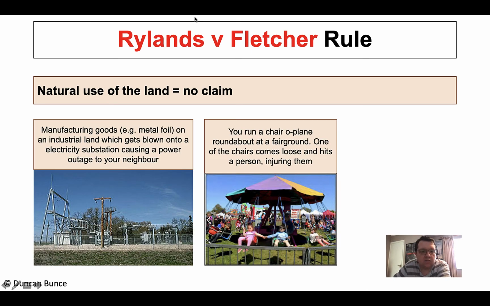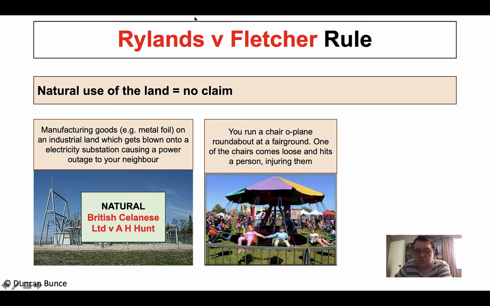And then we have manufacturing goods, so a factory. In this instance, they're manufacturing metal foil on industrial land, and that escapes and gets blown onto an electricity substation nearby, causing a power outage to your neighbour. Would that be a natural or non-natural use of the land, these goods?